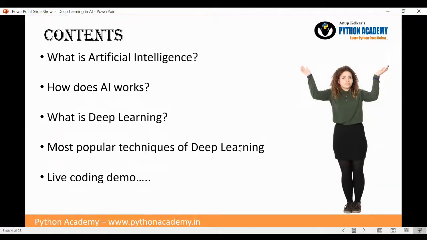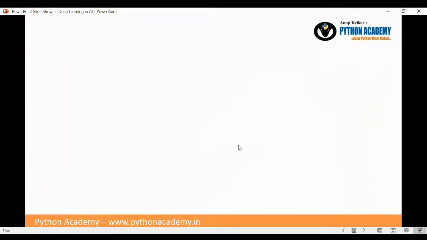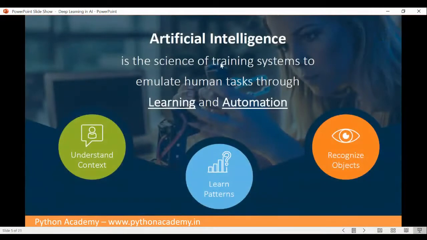Let's start with the first angle: what is AI? This is something related to what we already saw last time. Basically, artificial intelligence is the science of training systems to emulate human tasks through learning and automation. It is a very simple definition if you just read it, but it is difficult to understand.